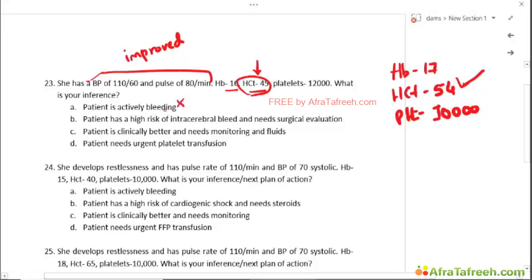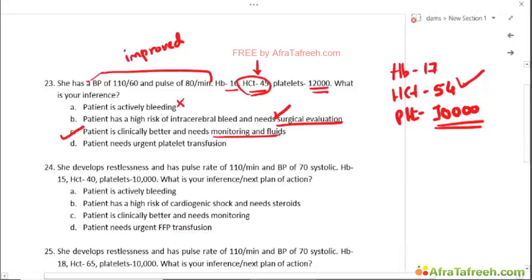Is the patient actively bleeding? No. The patient is high risk for intracranial bleed and needs surgical evaluation? Not yet. This thrombocytopenia is because of the dengue pathophysiology, and that has slightly improved. Though this is significant thrombocytopenia, an upfront surgical evaluation would not be warranted in the emergency department. The patient is clinically better and needs monitoring and fluids. Yes, this is the correct answer.